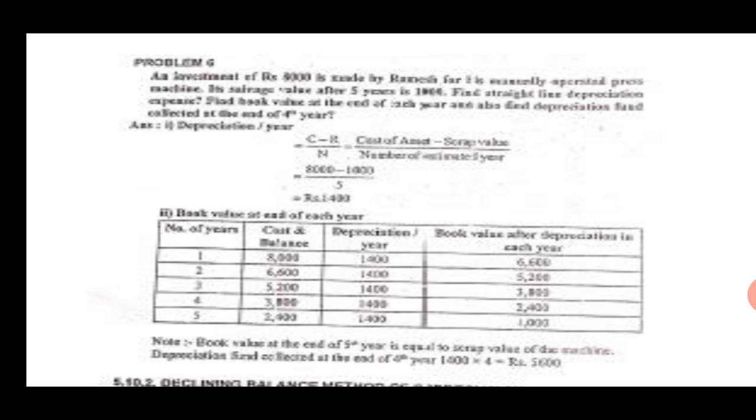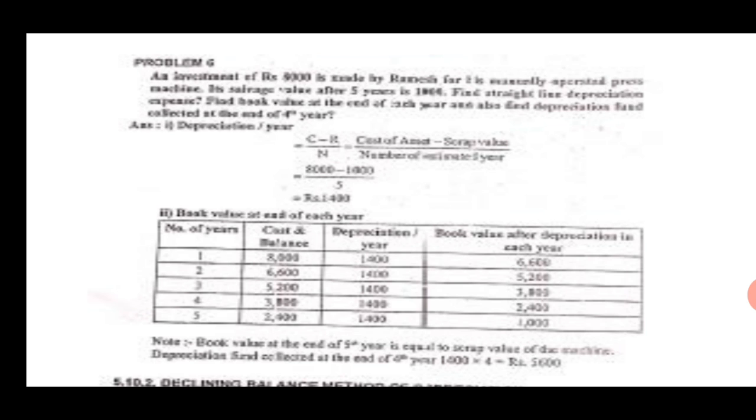So now you will calculate the book value at the end of each year. You make a table, number of years, first column. Second is cost and balance. Then third is depreciation per year. And finally is the book value after depreciation in each year. So 4 columns are there.